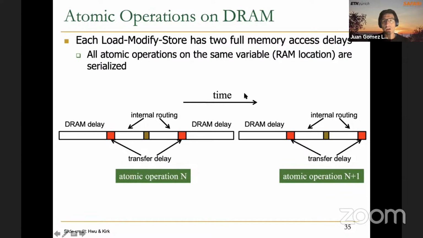So this load-modify-store has 2 full memory access delays. We have to pay the DRAM delay first, then the transfer delay over the off-chip bus, and then some internal routing, and then we finally can update the value, and then we have to write back, as you can see. So this takes so long, and especially if there is another thread that needs to update the same value, it will be even worse, right? Because we are going to repeat the whole process of DRAM delay, transfer, and internal routing again and again.